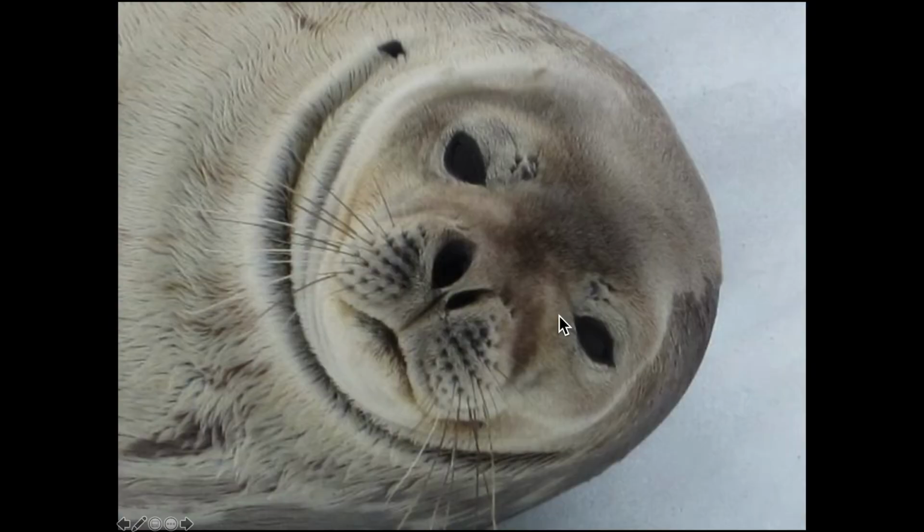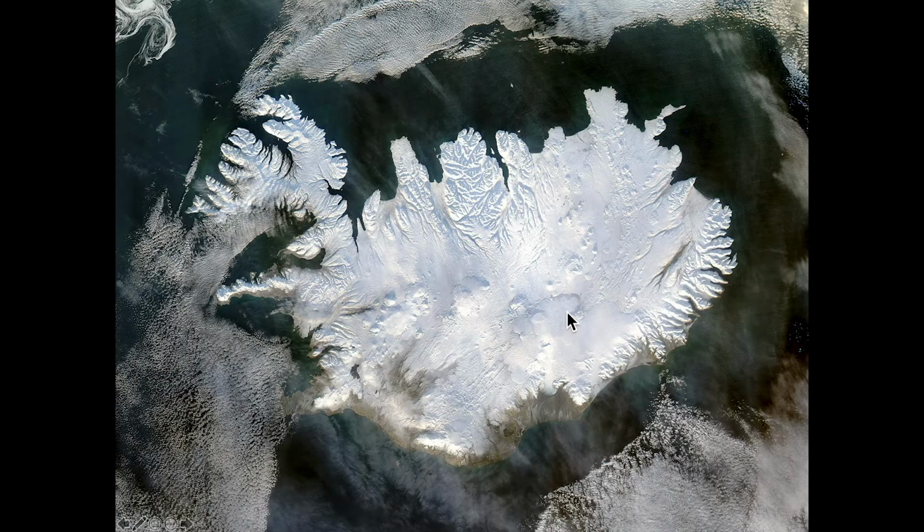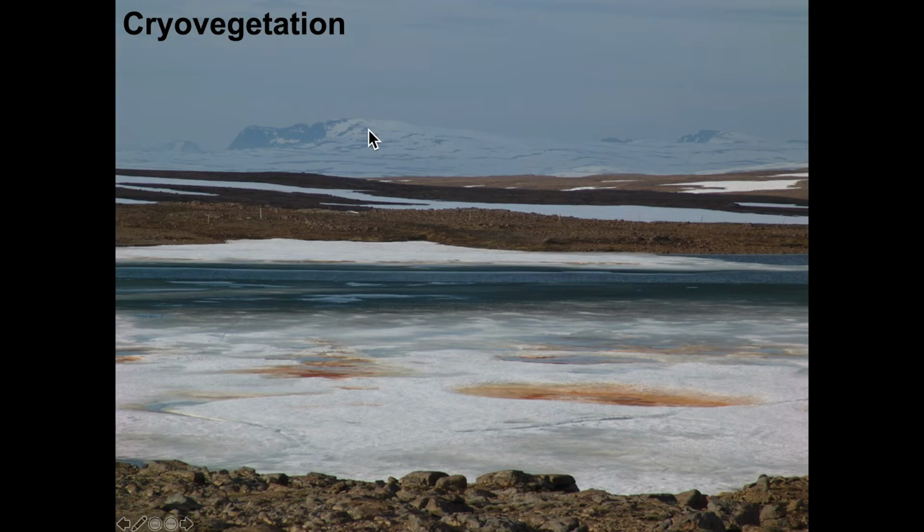This is a Weddell seal. Now we're going to go back up north again. This is Iceland, and the reason we're going up north is to take a look at what's growing here. This is Vestfjordur, the Westfjord region of Iceland, and we're going to be up here at the Drangajökull, and we're looking at cryovegetation. This is algae that lives in the snow and on ice.